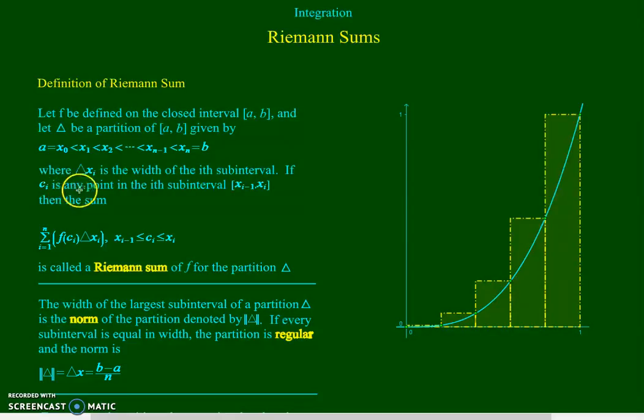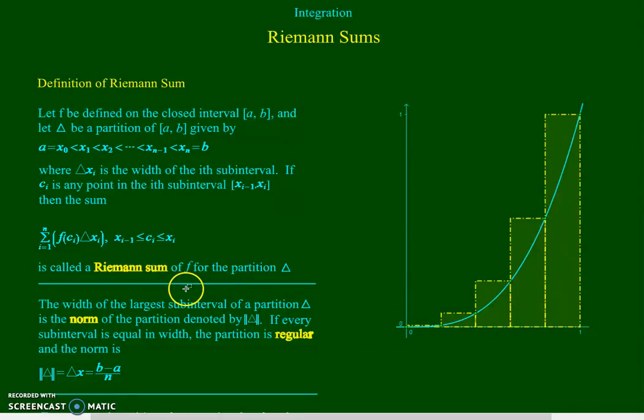If c sub i is any point in the ith subinterval between x sub i minus 1 and x sub i, so any point in the subinterval, then the sum from i equals 1 to n of f of c sub i delta x sub i is called a Riemann sum for the partition delta. So this is exactly what we've been working with up to this point for both this type of function and the vertical functions. They're all Riemann sums.